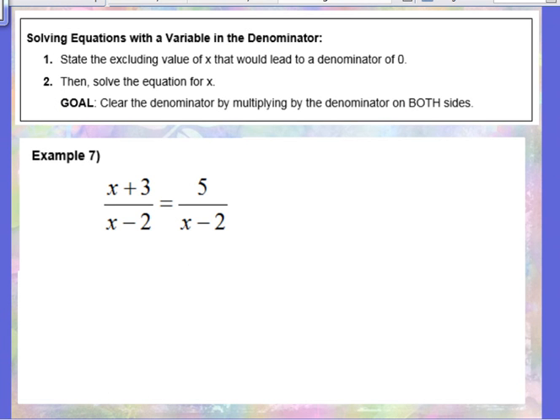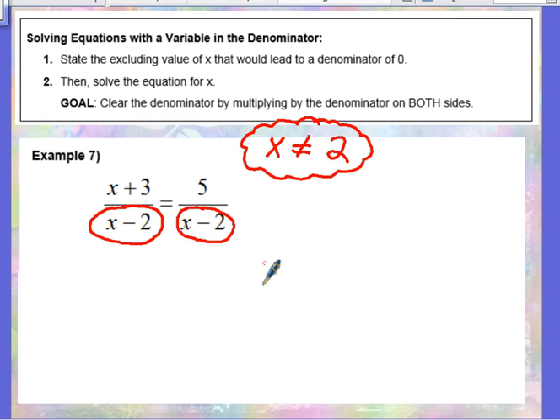Last one, example 7. All right, 2 denominators. We might have 2 restrictions. Let's take a look at the one on the left, x minus 2. So in this case, x cannot be equal to 2. If it were 2, we would get undefined. And over here, the denominator is the same, so x can also not be 2, but we don't need to list that twice. It's the same thing, so we just write it one time.